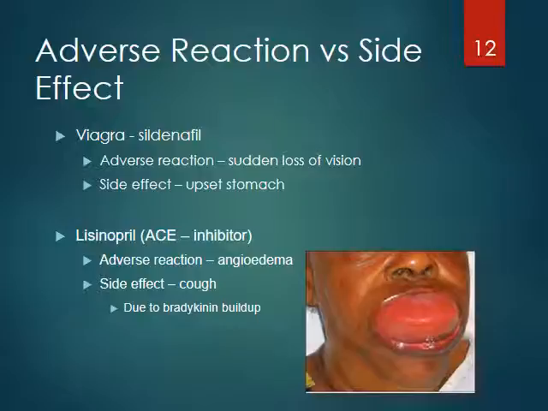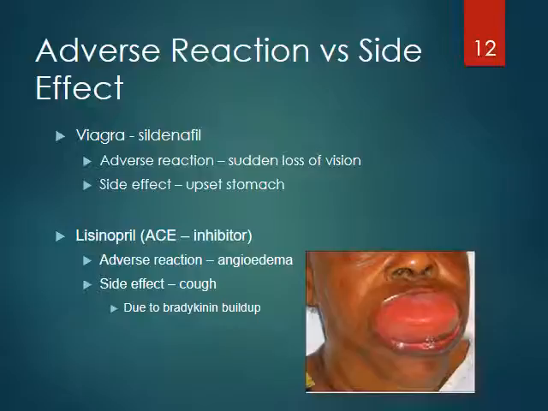And then something like an ACE inhibitor or an angiotensin converting enzyme inhibitor like lisinopril, a side effect could be cough, right? This is something that happens due to bradykinin buildup. For some patients, it could be totally intolerable and they do not want to take the drug anymore. It may necessitate using a different type of drug within a similar category. In this case, it would be an angiotensin receptor blocker.